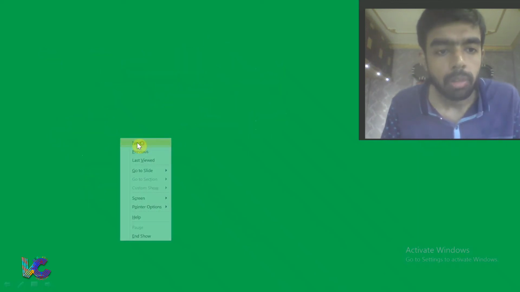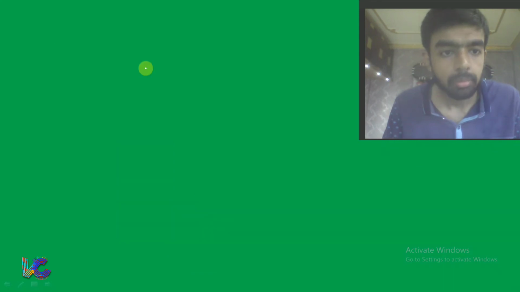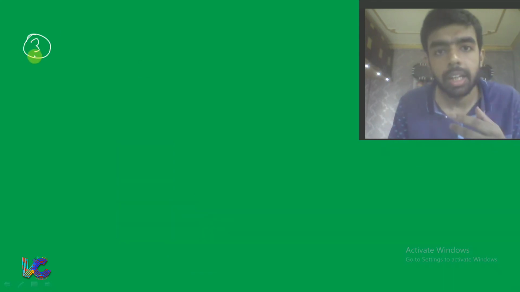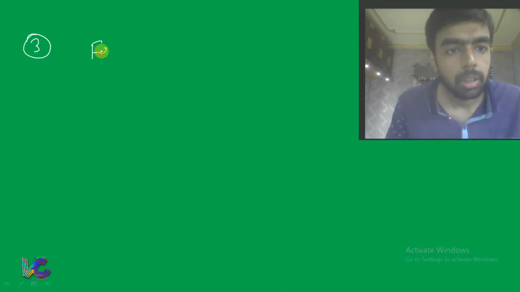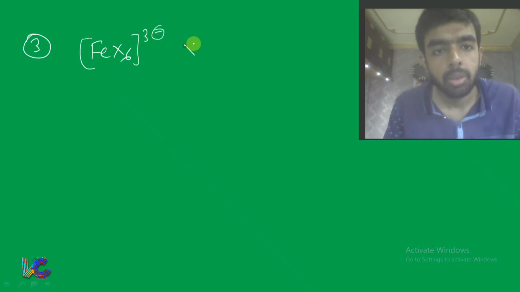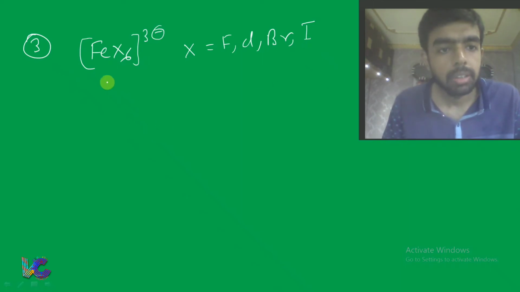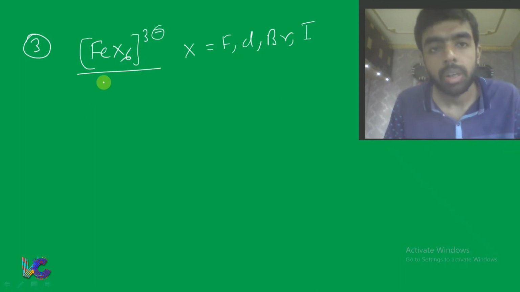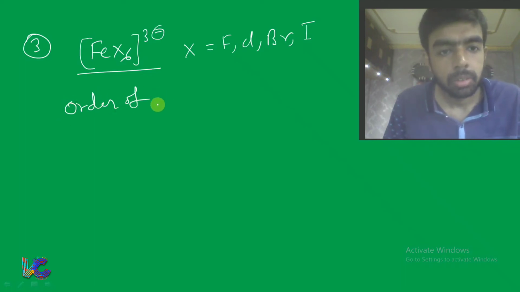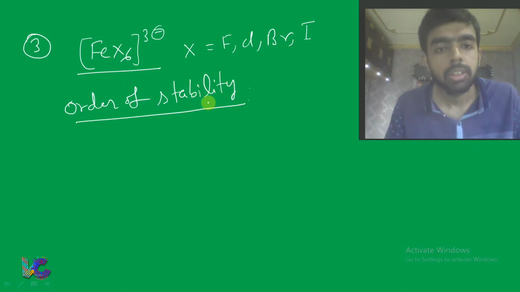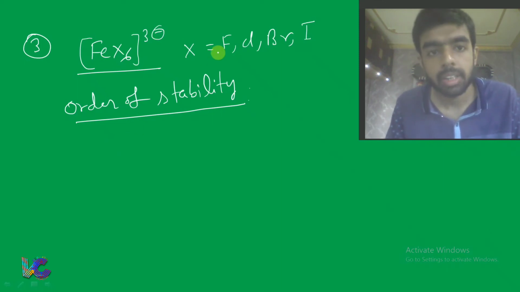Okay. Now the next example you can take is that you can predict the order of stability of FeX6 3 minus, where X is F, Cl, Br, I. That means if you are asked to write down the order of stability of FeX6 3 minus, where X is F, Cl, Br, I, then you can do it by using the HSAB principle.